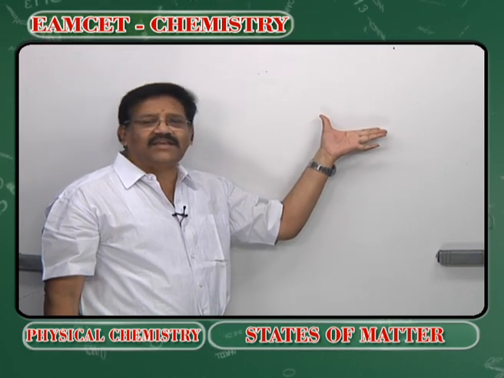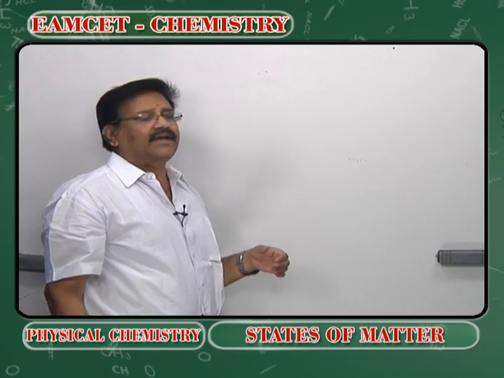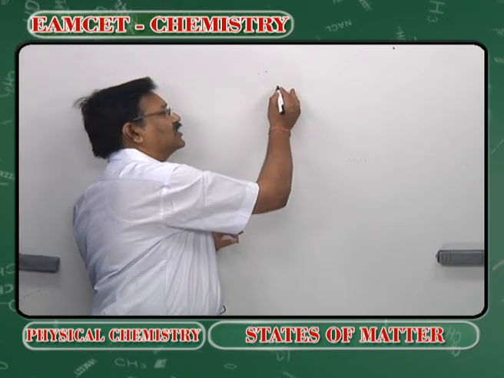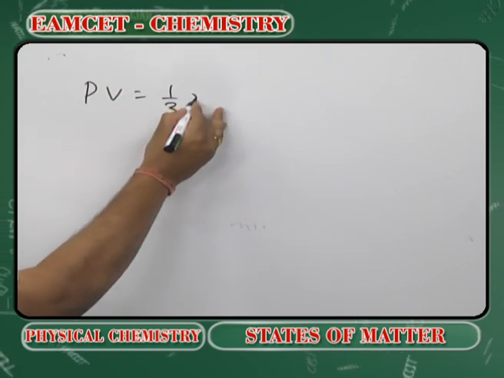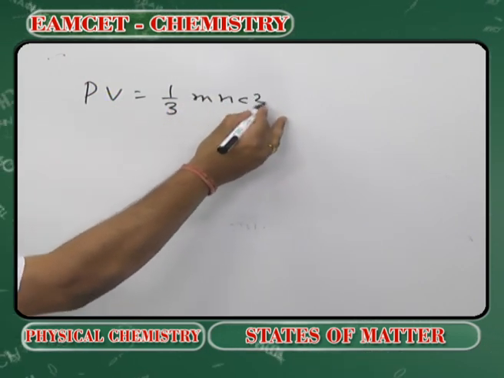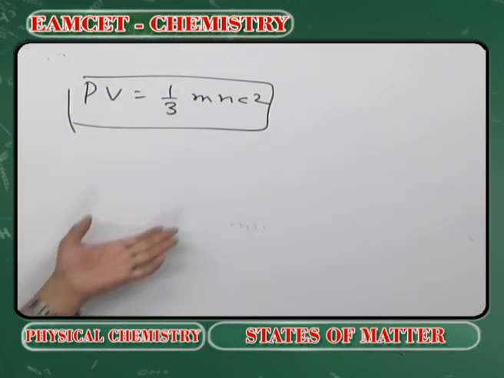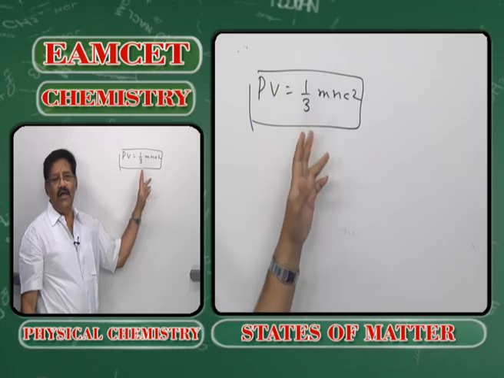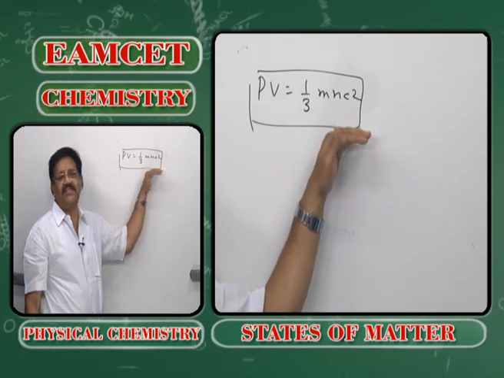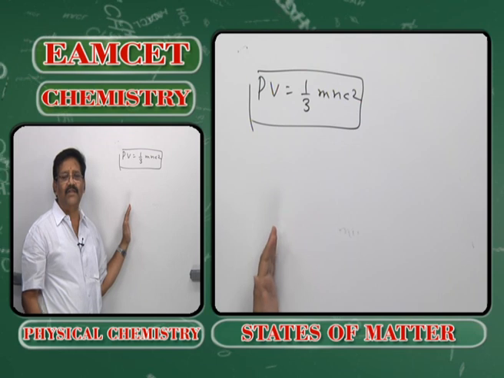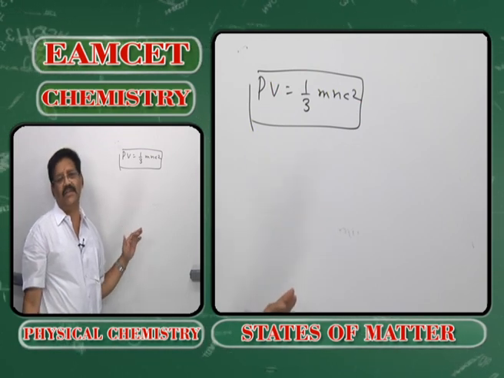After discussing the kinetic theory, we will go to the derivation of the kinetic gas equation. What is the kinetic gas equation? PV is equal to 1/3 mnc square. Using this equation, we can deduce all the gas laws. After deriving this expression, we will go for the derivation of the Van der Waals equation.